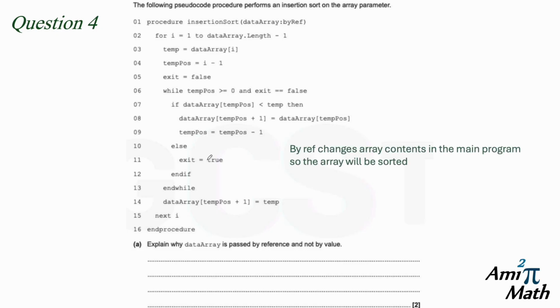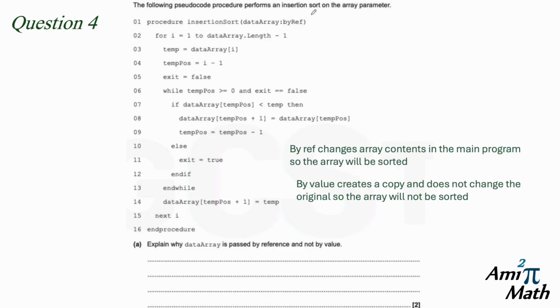So by reference changes the contents of the array in the main program, so the array will be sorted. This is because we're performing an insertion sort, so we do need to change some values. And by value creates a copy and does not change the original, so the array will not be sorted. Values are not going to be changed, therefore you can't perform the insertion sort, but it's only 2 marks, so these are your 2 points.